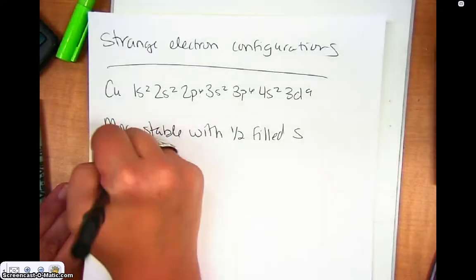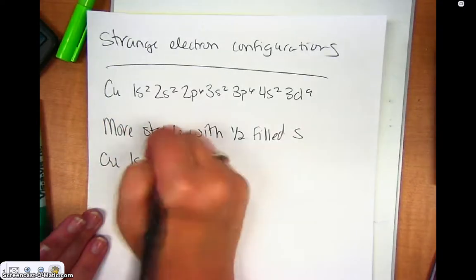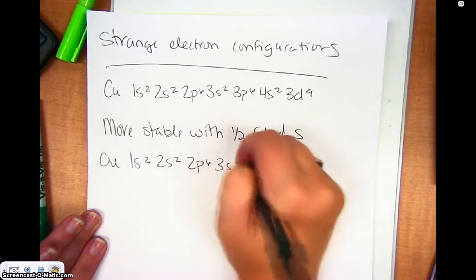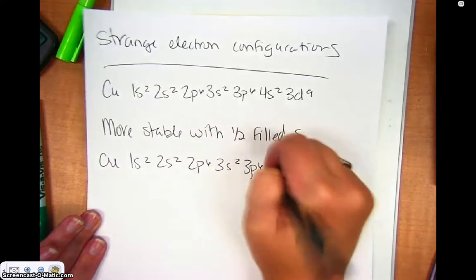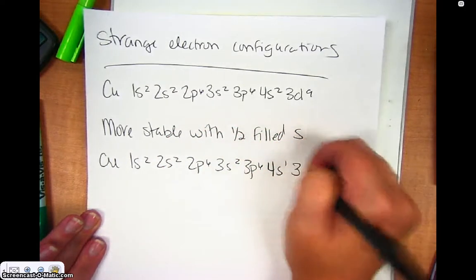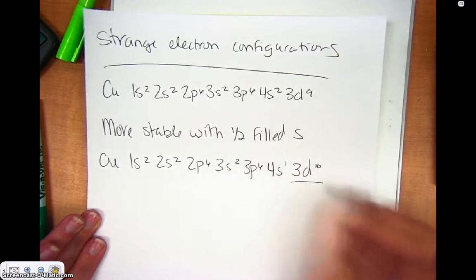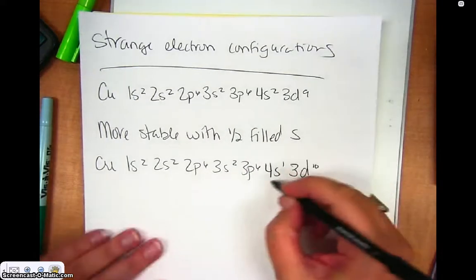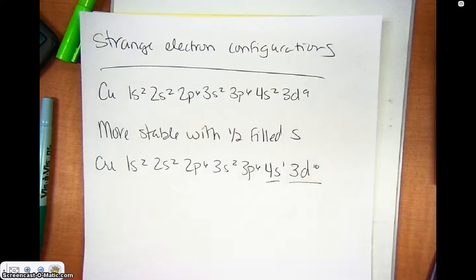So let me just draw what it actually is. It's 1s2, 2s2, 2p6, 3s2, 3p6, and then it does 4s1 and 3d10. So it's got this nice full D sublevel and then the S half full, and it's just a little more stable that way.